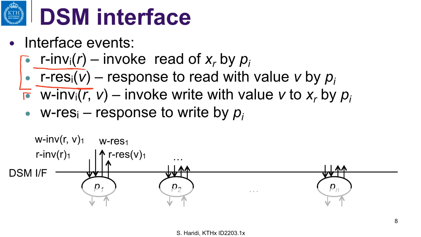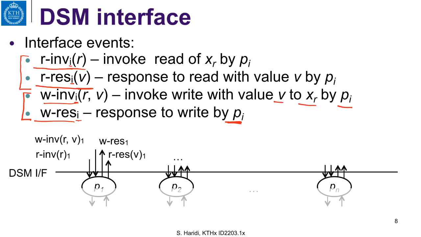Here are the corresponding events that describe a write operation. This is the invoke event, and this is the response event. So the first one is to invoke a write with value V to register XR, and this happens at process Pi. And that's why we have this index here. It tells which process we are talking about. And the write response is a response to the preceding write by this process.